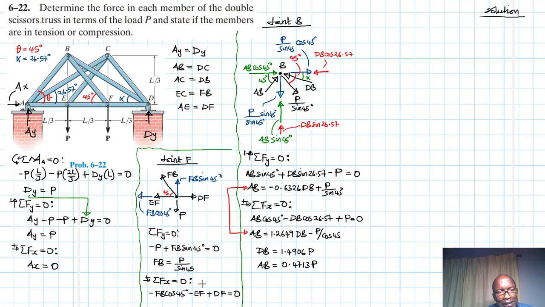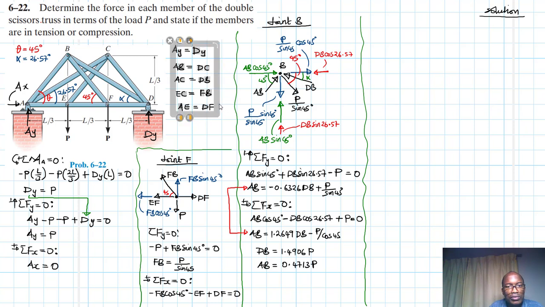What else do we need? So now we have to go to joint A. Great. Joint A, we want to find AE. Mind you, we found most of the values.